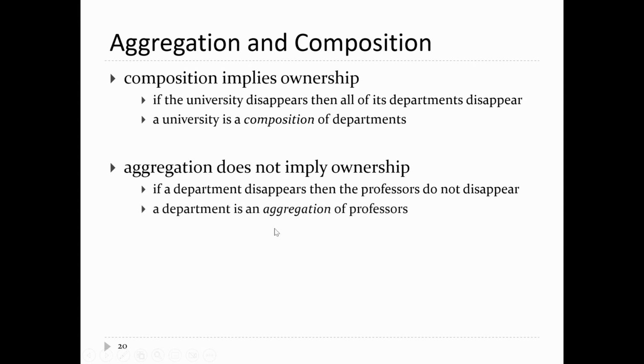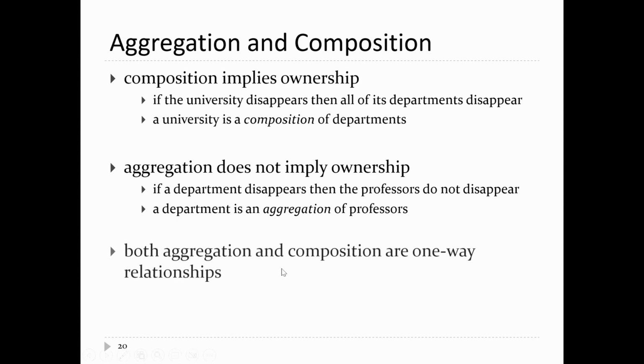So a department, you might model this as an aggregation of professors. In other words, the departments don't own the professors. However, these are both one-way relationships. So in other words, if you have something that's made up of some other type, that other type cannot be made up of the first type. So normally we talk about the whole and the part objects. Here the university is the whole object, its departments are the part objects. So the whole is made up of the parts, but the parts are not made up of the whole. And so that's the way to remember it.